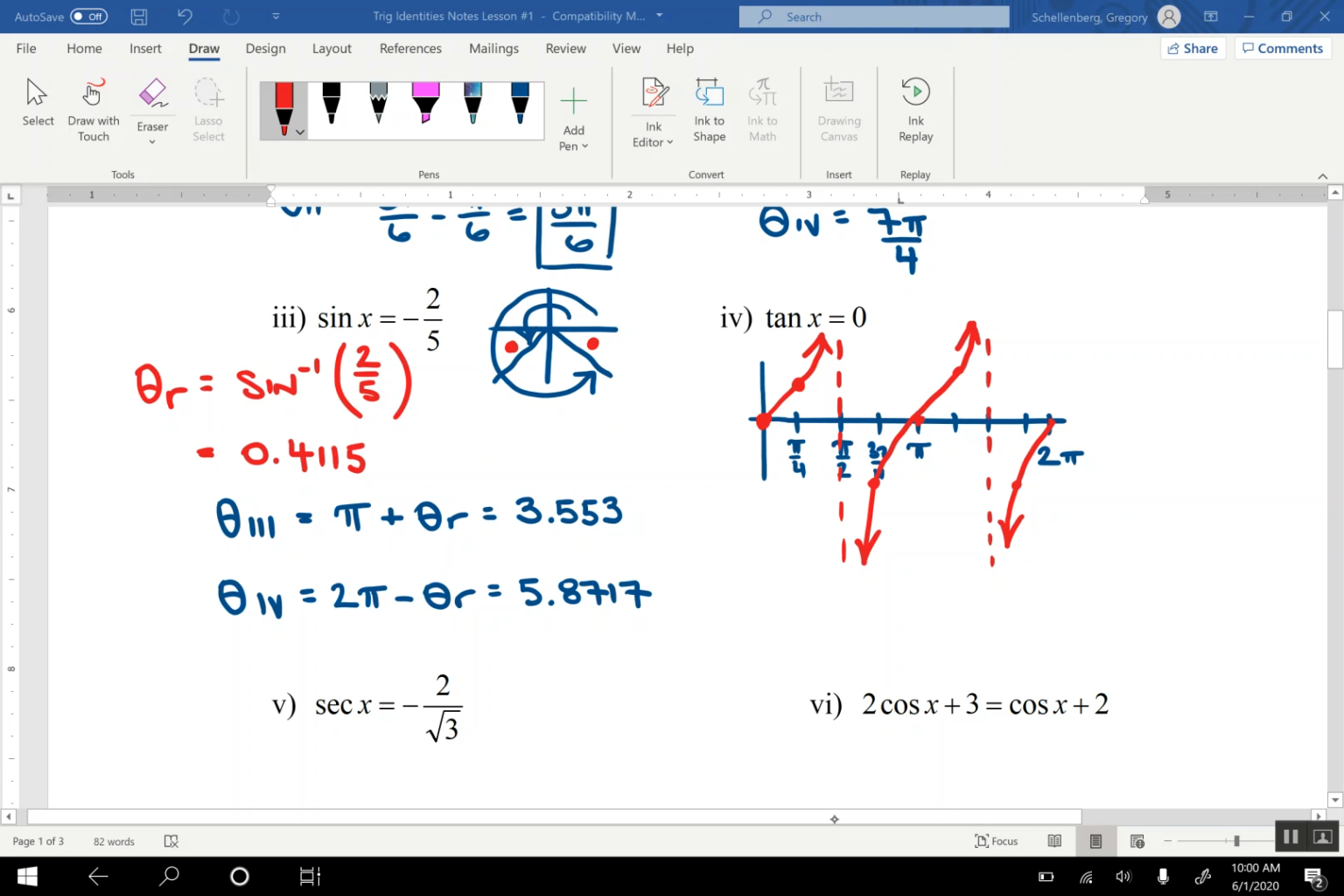Okay, so for what value or values of x do we have a tan ratio of 0? Well, 0, pi, and 2 pi, but remember that 2 pi is not in the domain, so our solutions here for x are just 0 and pi. And I'll just put in brackets here, 2 pi is outside domain.